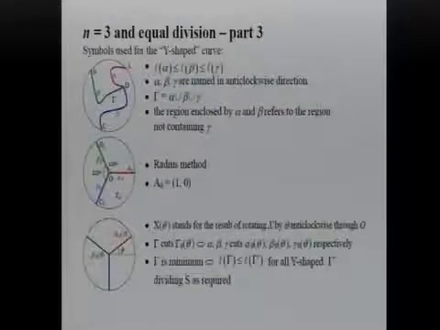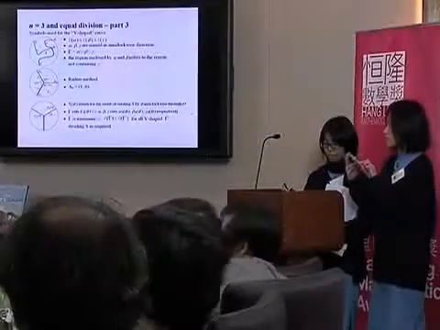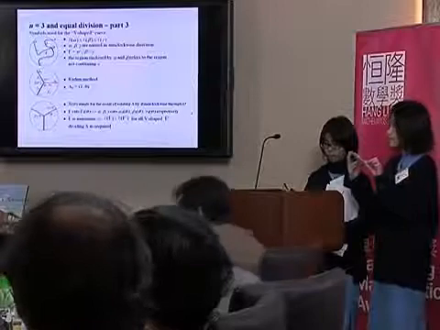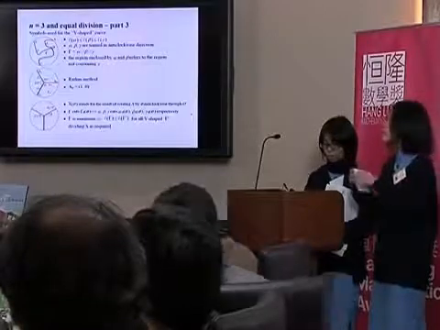For case 5, a y-shaped curve, we have used some symbols. The curves are called alpha, beta, and gamma. The length of alpha is the shortest, and they are linked in anticlockwise direction. Big gamma means the union of alpha, beta, and gamma. And radius method is like the second picture. It uses the radius to cut the circle, and alpha is n on the point (1, 0). X theta stands for the result of rotating x by theta anticlockwise through point O.